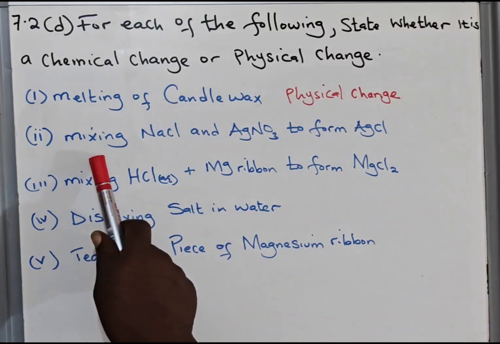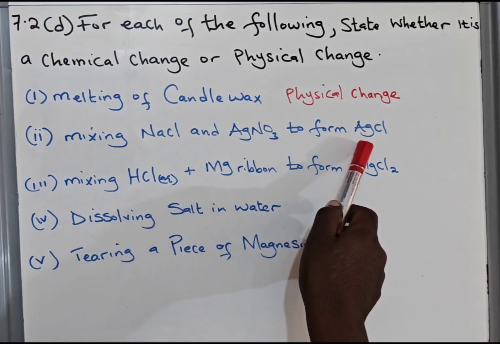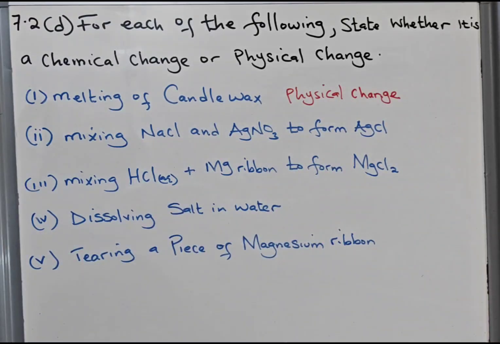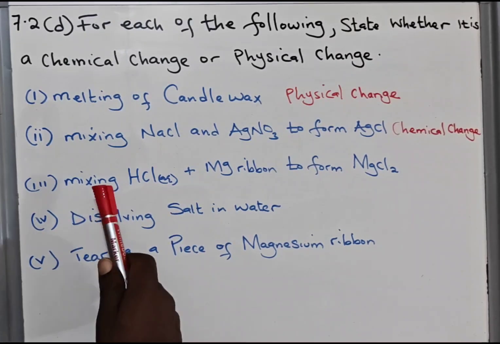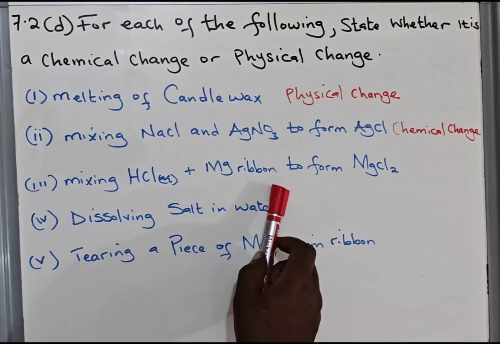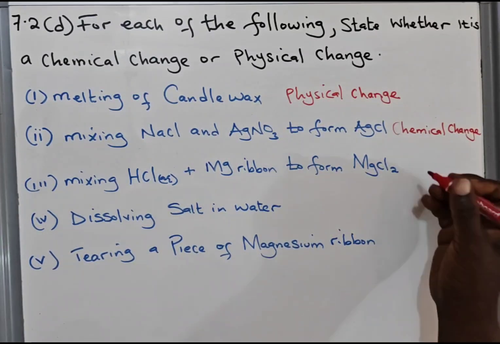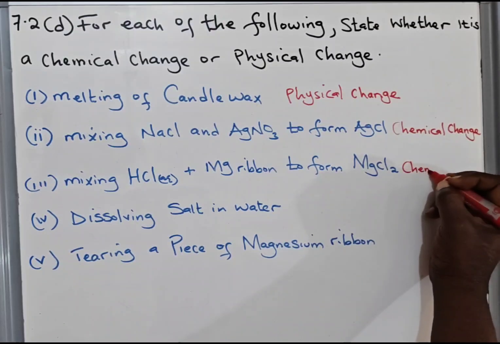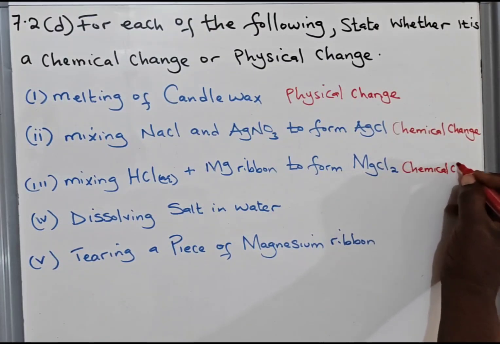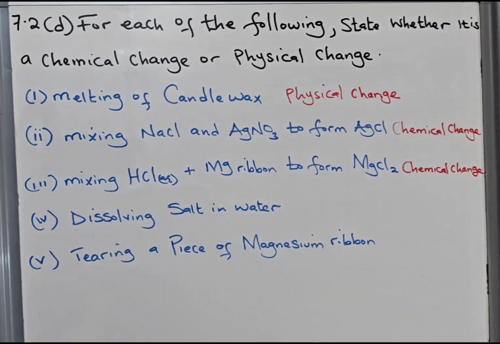Then we come to this one. Mixing sodium chloride and silver nitrate to form silver chloride. What is it? That's a chemical change. Then we come to this one. Mixing hydrochloric acid plus magnesium to form magnesium chloride. What is it? That is chemical change. Because both this one and this one involve formation of a new product.